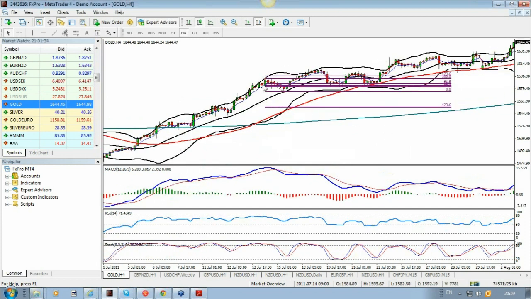The head must stop around 123.6. It could break, but it must retrace immediately. If it does not, it is a false head.